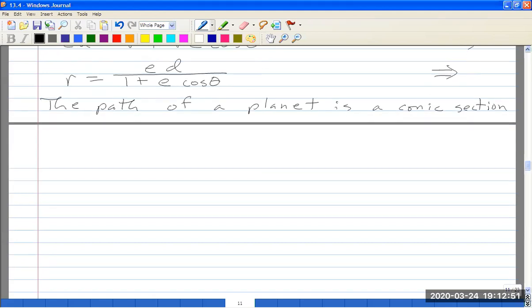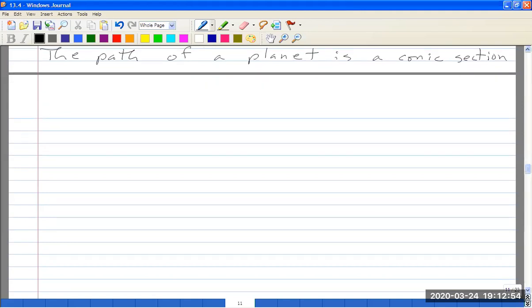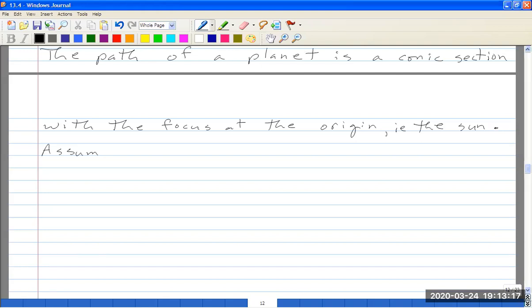With the focus at the origin, i.e. the sun, okay. And so assuming a closed orbit, this gives, it is an ellipse.